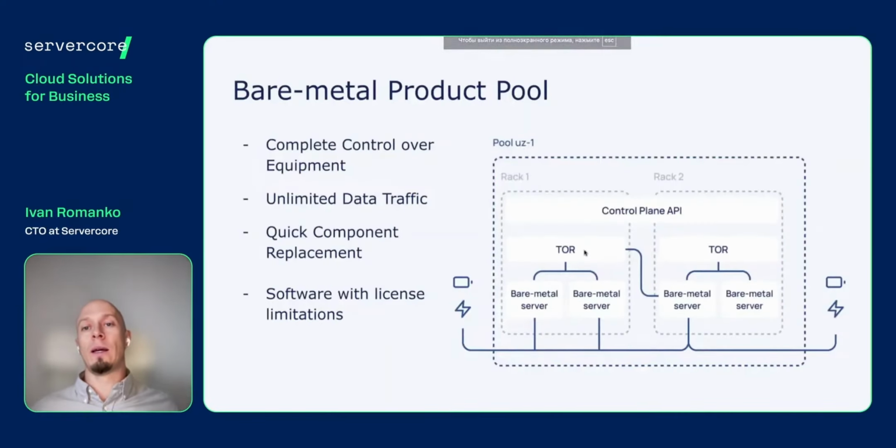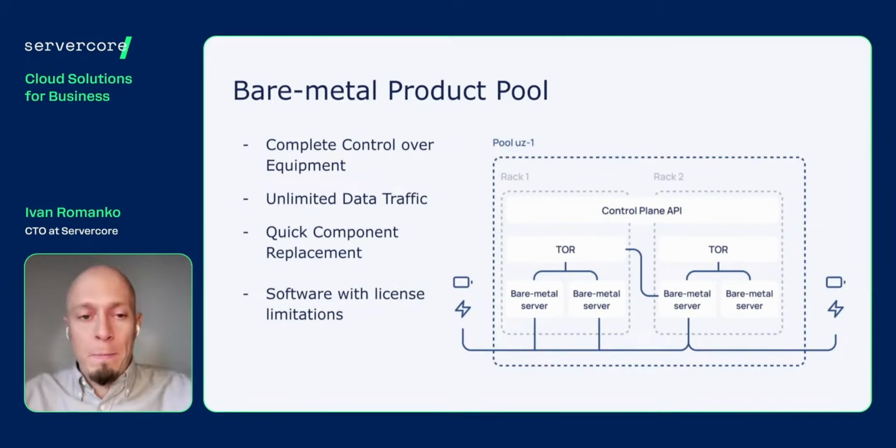Let's switch to another set of hardware. On the previous slides, I showed you that in each availability zone, we normally have multiple pools of hardware. The pool on the left was for virtual resources. The pool on the right was for bare metal resources. So now we took a zoom-in view into one of those bare metal pools.